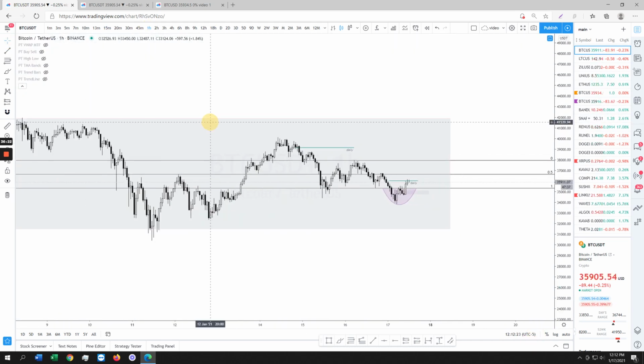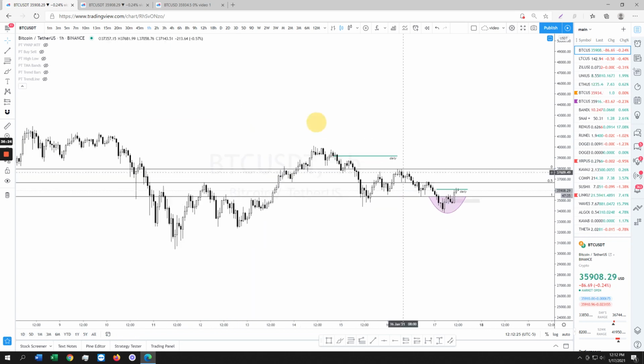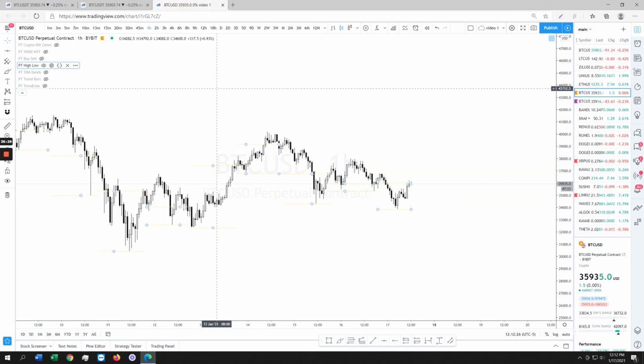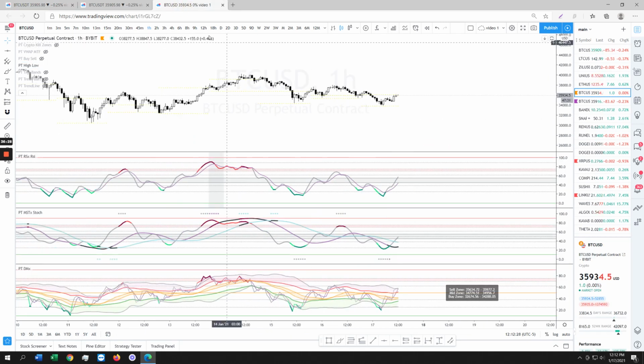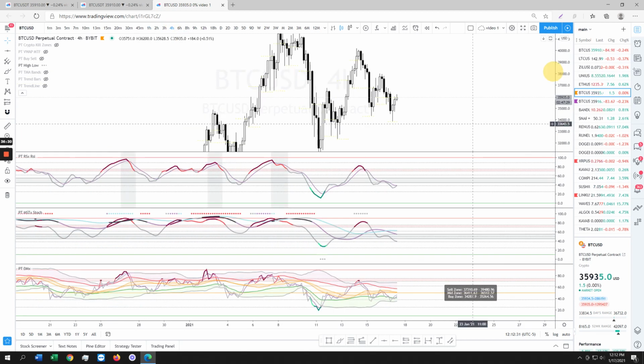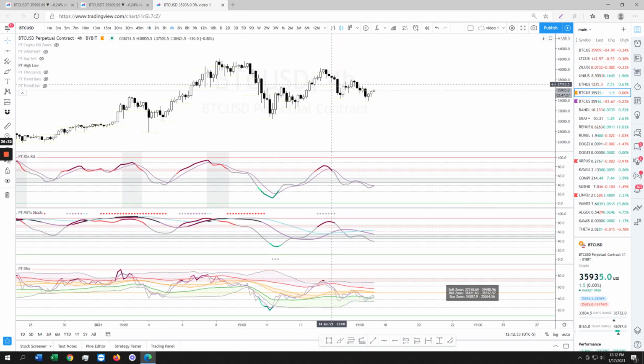Overall picture, you guys get it. That's what we're working with. In regards to actual indicators itself, 4 hour doesn't give me much information. I'm not gonna lie to you. It's pretty much just chopping around. Still needs to find support.